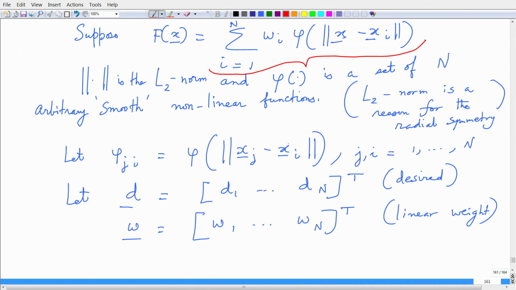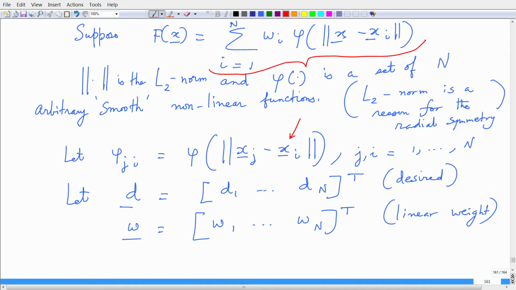Now, phi j comma i is given by phi of xj minus xi. So, I fix the centers, I fix these xi's first. If you look at this expression, it is phi of x minus xi, and x can vary by selecting the points xj for j equals 1 to n. So, i goes from 1 to n and j also goes from 1 to n, and we have the desired vector which is d1 to dn. These are scalars stacked to form this vector, and we have the linear weights.